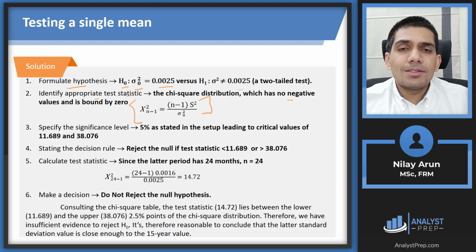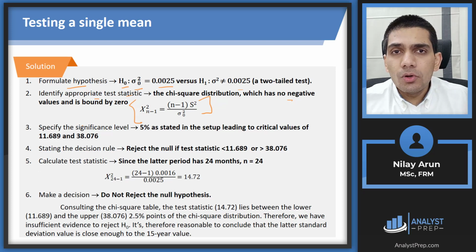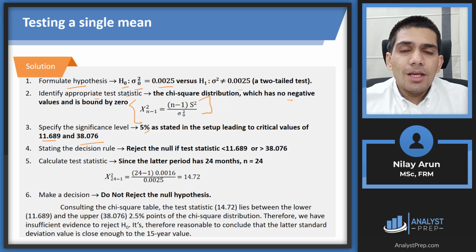Now the third one is that you specify the significance level. That is something which has already been given to us in the question, and that is 5%. So we go to the chi-square table, we look at 5% value, and the critical values that we get are 11.689 and 38.076.